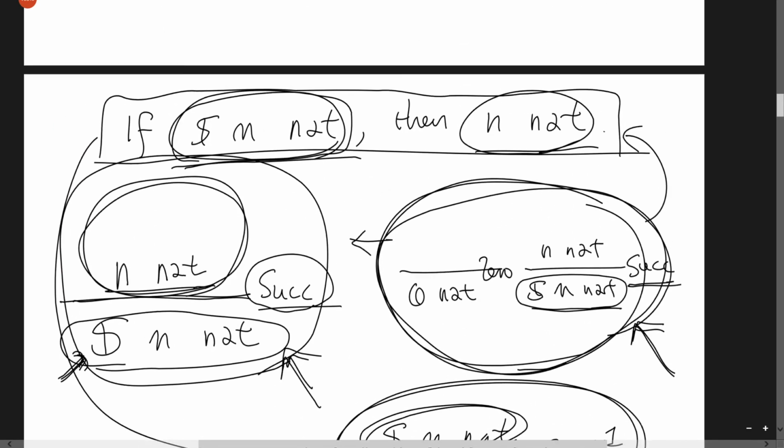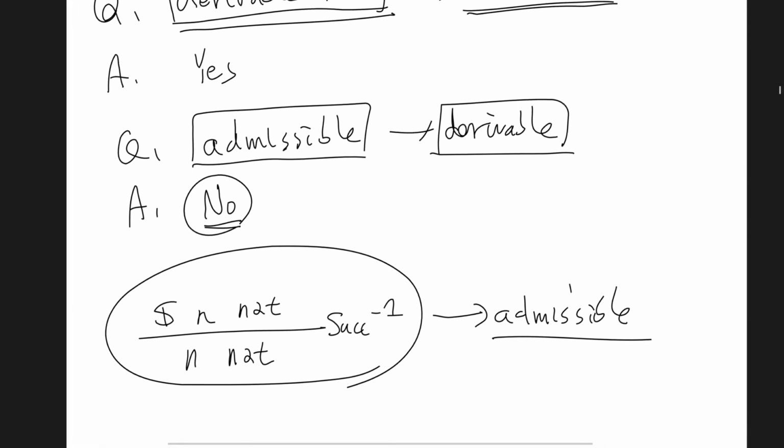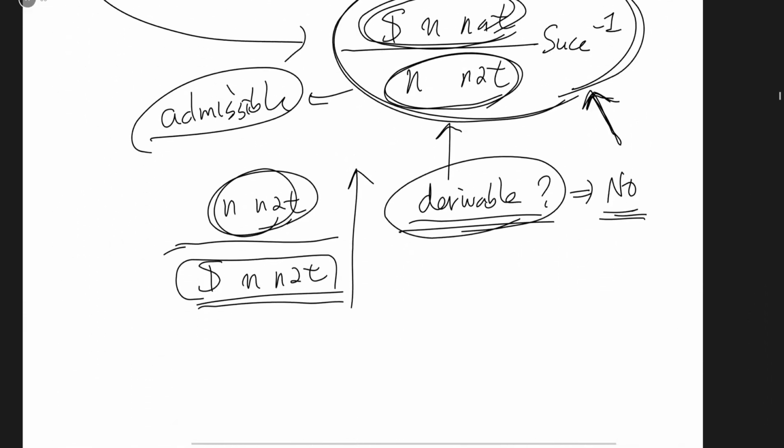So back to the question, is an admissible rule always derivable? And the answer is no. Let's further investigate the properties of derivable rules and admissible rules.